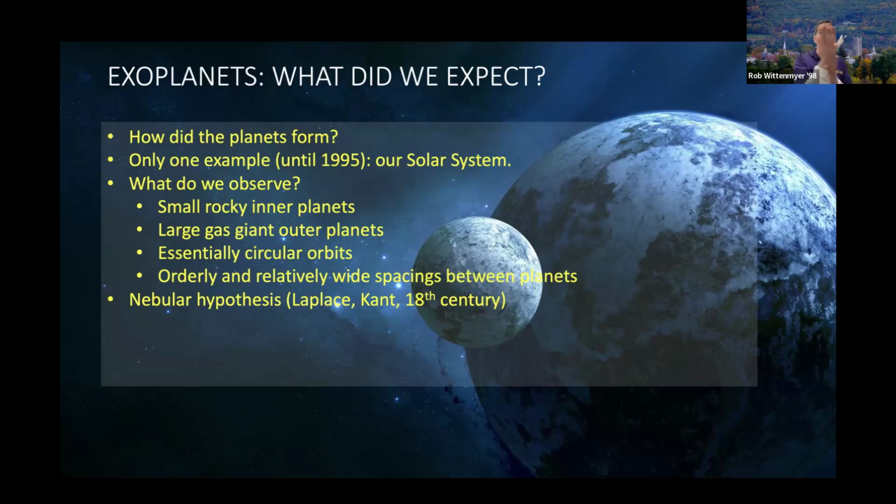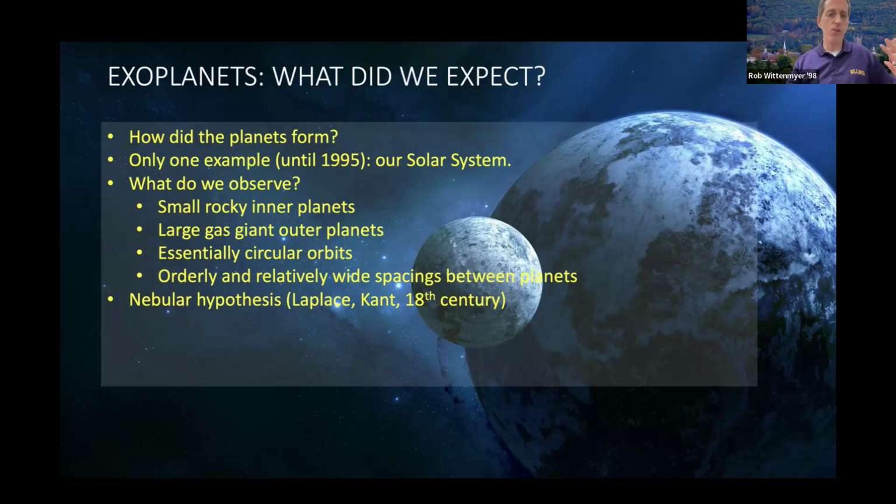How do you make them? Well, people have ideas about this because we have our solar system. You look at our solar system and say, okay, what do we got? We got four big giant planets out there, and we got four small rocky planets on the inner part, and the orbits are pretty circular. It's all very orderly and kind of all in the same plane. It's all very, very nice, very orderly.